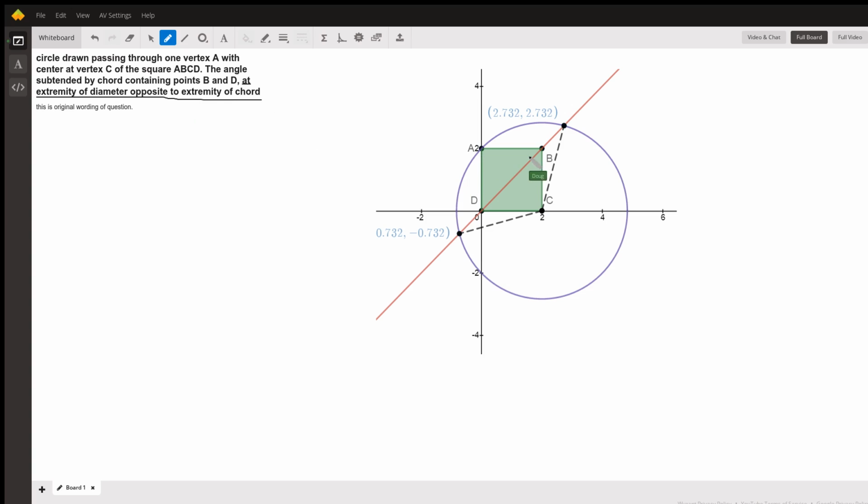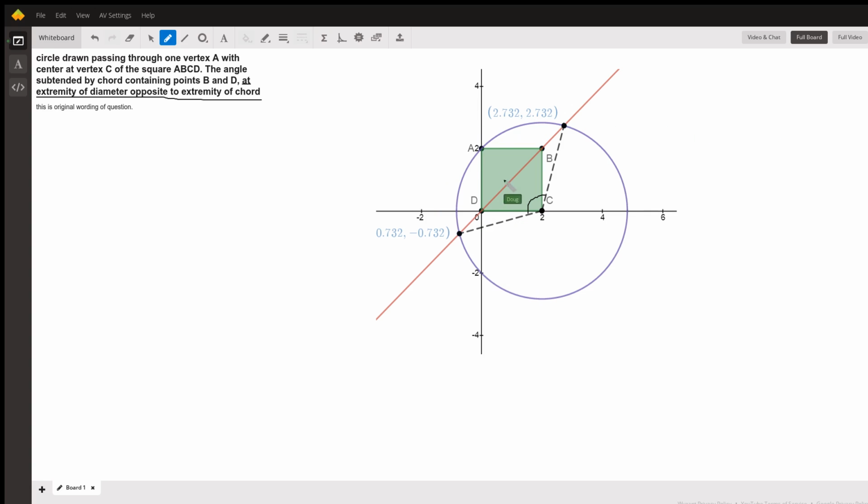Here's your square ABCD. Here's a circle with center at C. It passes through point A, and then I've drawn a line through points B and D, and that line intersects the circle at these 2 points. Then I've drawn with dotted lines the radius from C out to here and from C out to this point of intersection. And I think what they're asking for is the size of that angle right there.